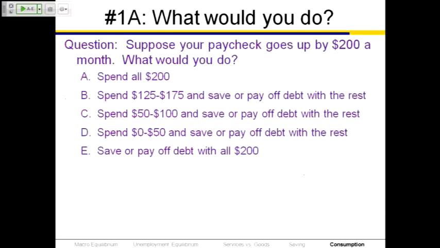So let's think about consumption spending. What would you do? Suppose that your paycheck goes up by $200 a month. What would you do? Would you spend all $200? Would you spend between $125 and $175 and pay off debt with the rest of it? Would you spend $50 to $100 and save or pay off debt with the rest of it? Would you spend $0 to $50 and save or pay off debt with the rest of it? Or would you save or pay off debt with all $200?